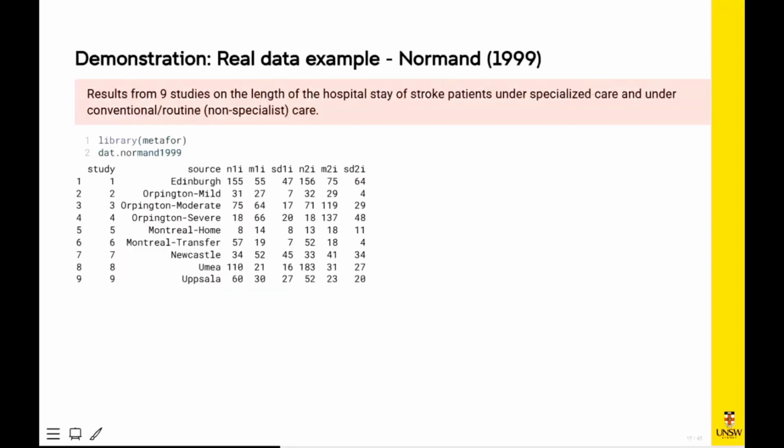So here we're going to go through an example. These are results from 9 studies on the length of hospital stay for stroke patients, and they were either getting some sort of specialized care or conventional, non-specialized care in the hospital. And these are the data, and we can see that we have Ns for each of the 2 groups, means for the 2 groups, and standard deviations for the length of stay that is reported in each of these studies.